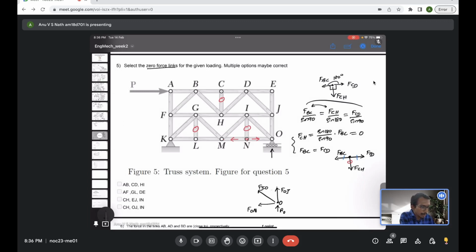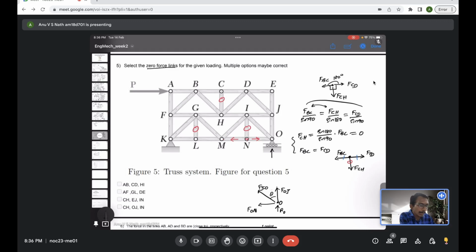Now what will happen is, I am just converting everything into horizontal and vertical components. So RO is a vertical force, FOJ is a vertical force, FON is a horizontal force. Now FIO is neither horizontal nor vertical. Let's assume this angle is theta. It can be any angle in general.